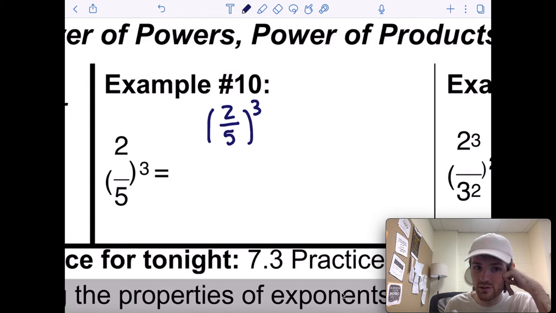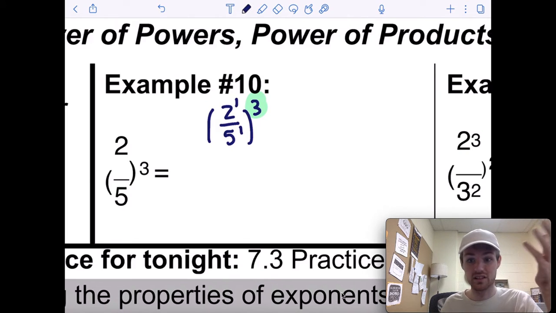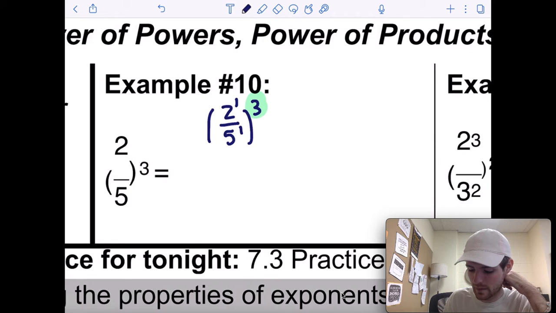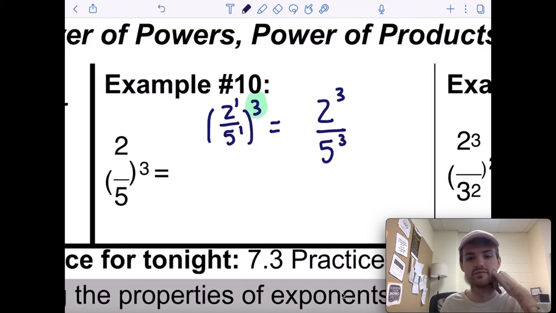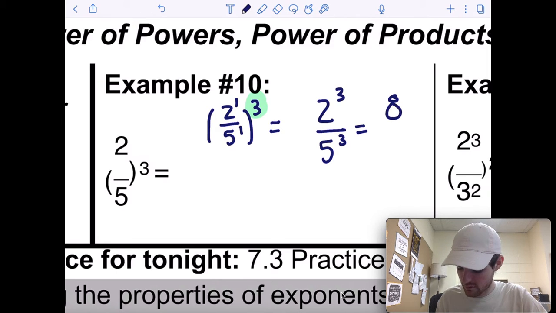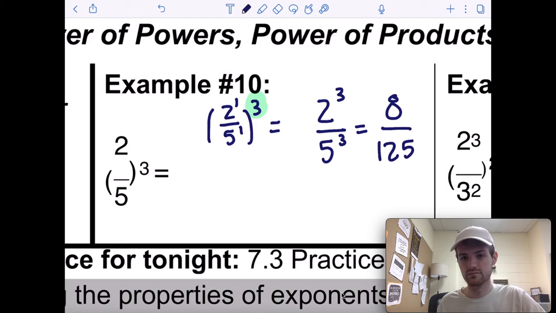When we have 2 over 5, all to the power of 3, we still want to give that 3 to each of my bases. Here I see a base 2 and a base 5. So I still just give the 3 there, and I figure out what that's going to be. 2 to the power of 3 is 8. 5 to the power of 3 is 125. There's your final answer.